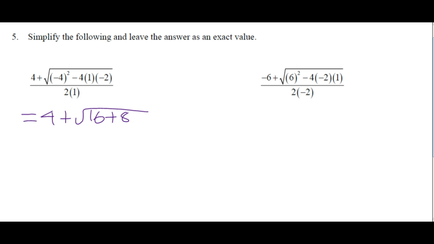Should it be 4 plus or minus? Yeah, it's not. That's the question, we're just simplifying, I think. Over 2. 16 plus 8, 24. Over 2. And we've got to simplify 24.